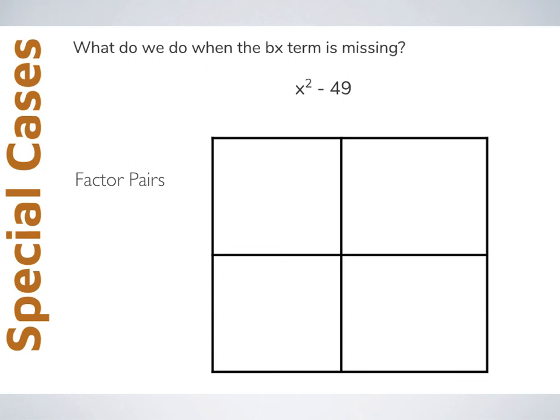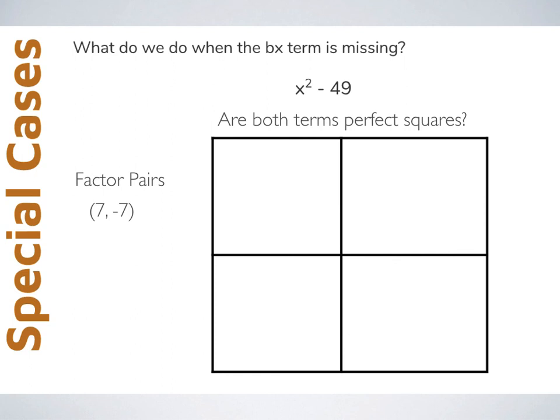Negative 1 and 49, but the most obvious one is 7 and negative 7, okay? And a question you always want to ask yourself when you get a problem like this where the bx term is missing, ask yourself, are both terms perfect squares? And if they are, that makes your life really, really easy, okay? Because x squared is a perfect square because x is being squared, and 49 is a perfect square because it is 7 squared. And this is a special case called a difference of squares, and difference meaning subtraction. So two perfect squares are being subtracted. And when that happens, it's one of those automatic, easily factorable ones.